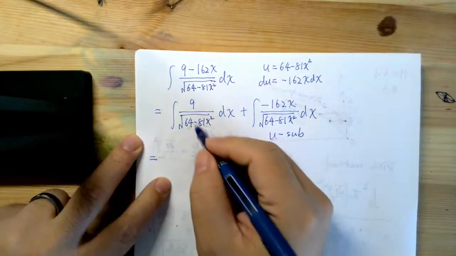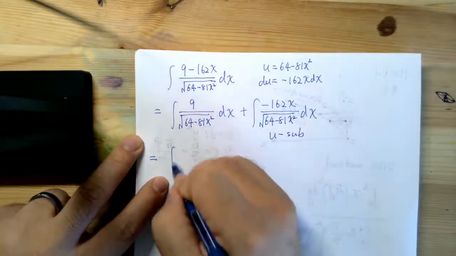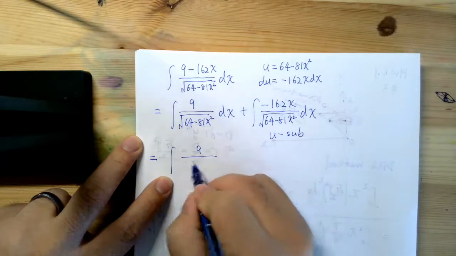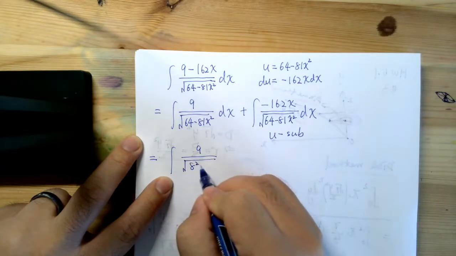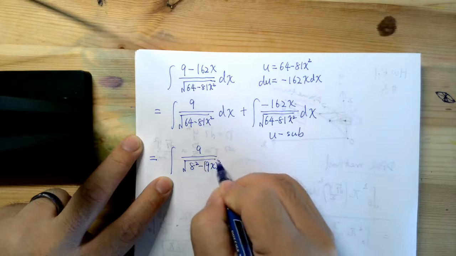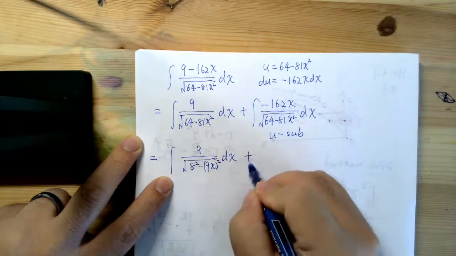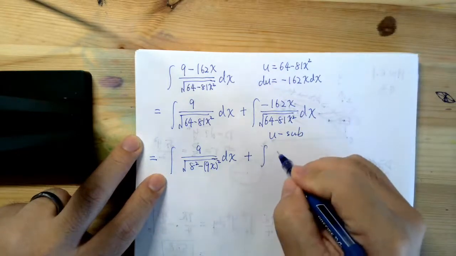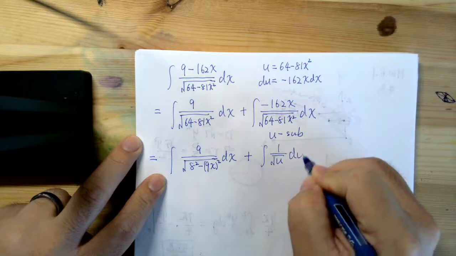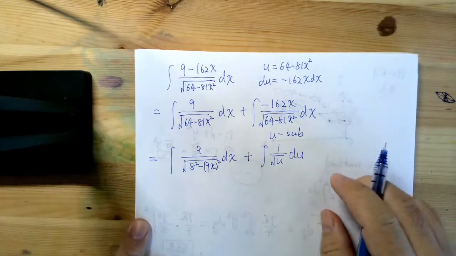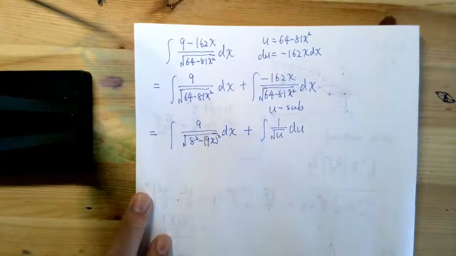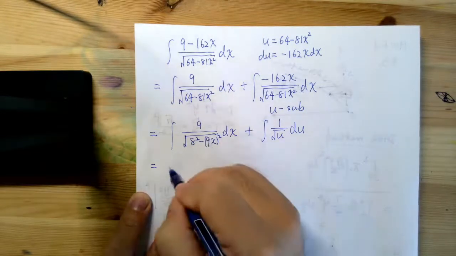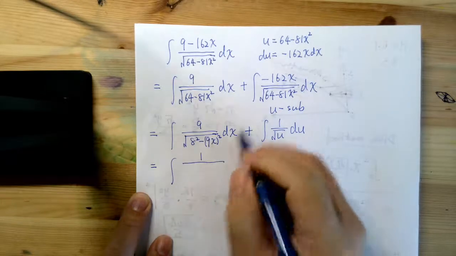So if you can reorganize this into 9 over the square root of 8 squared minus 9x squared, right, dx. And starting from here, we can do the u substitution, which gives us 1 over square root of u du. This is very easy to evaluate. Okay. And then if I divide 9 on both top and bottom, then I'm going to have this.